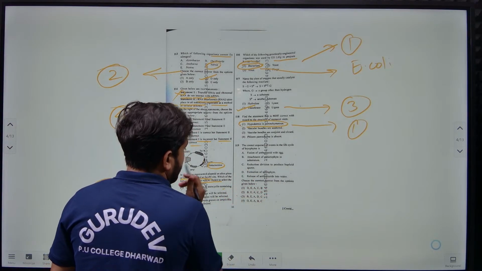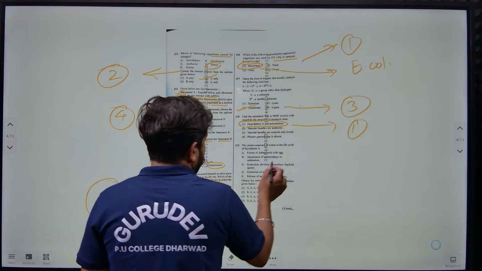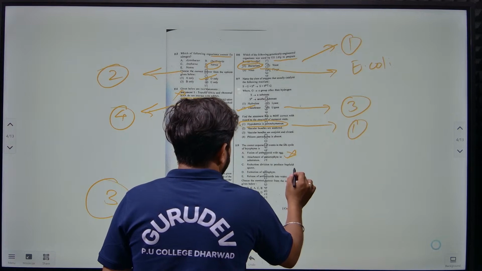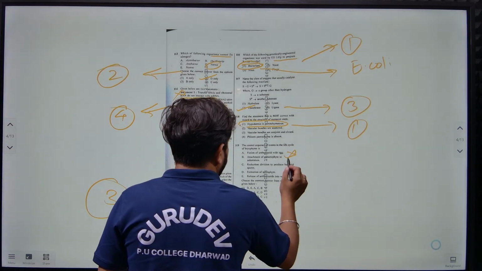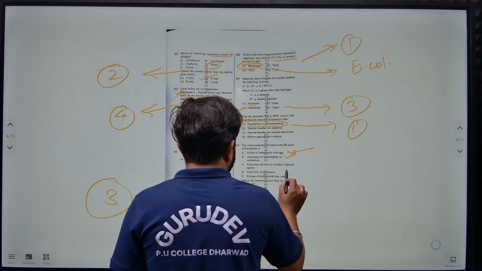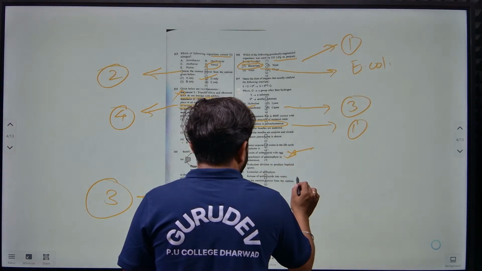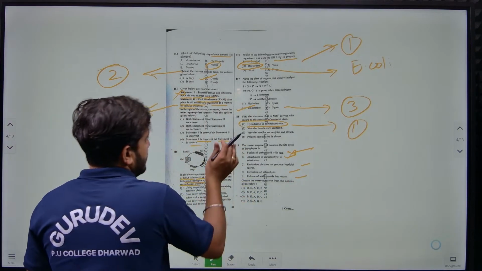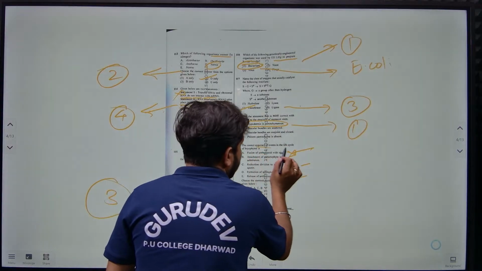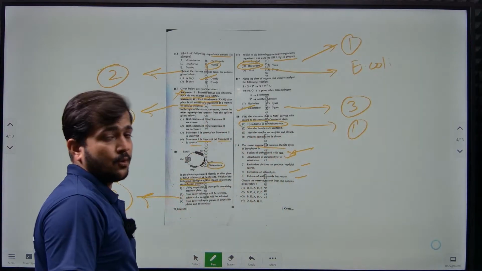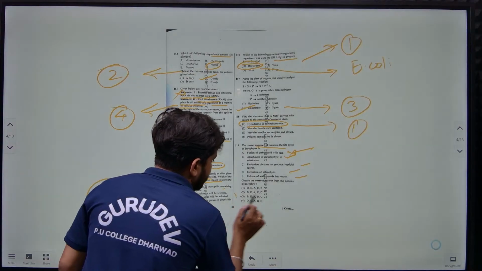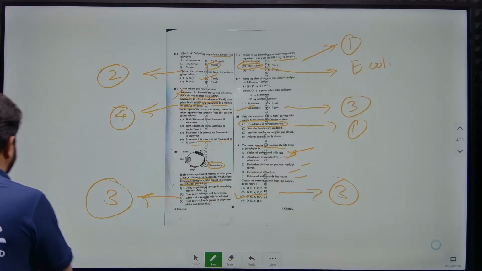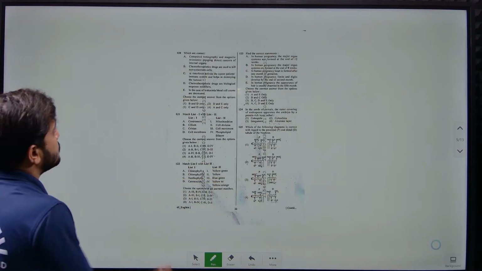Correct answer from the options. So correct options. Here A is incorrect. B is correct, right? Then A is correct, B is correct, then again E is even correct, then D is correct, and even C is correct, right? So we have to find out actually the correct sequence of events with respect to the life cycle. So here option 3 is correct with respect to the 119th question, right?